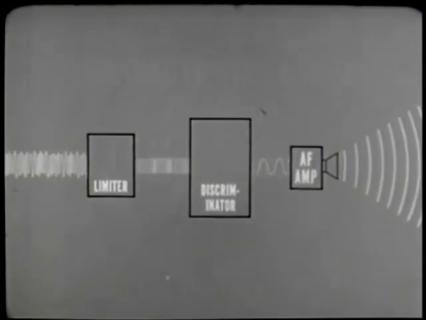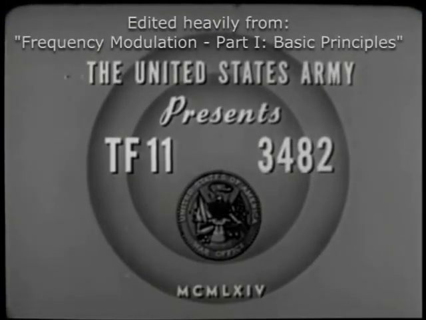From the discriminator, the audio goes into an audio amplifier, and from there to a speaker or headphones. The intelligence has completed the trip from transmitter to receiver.